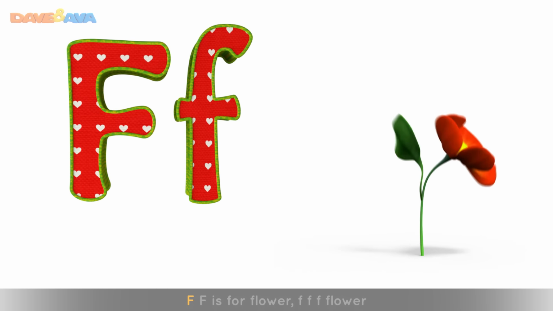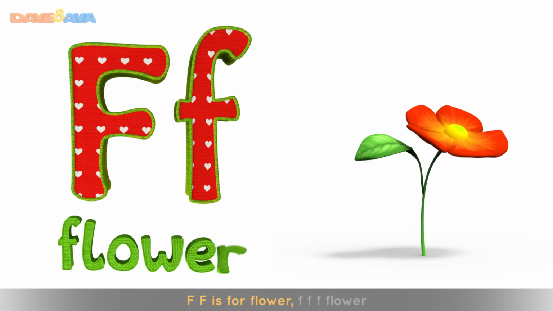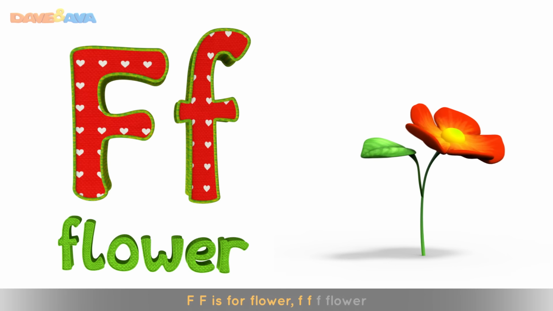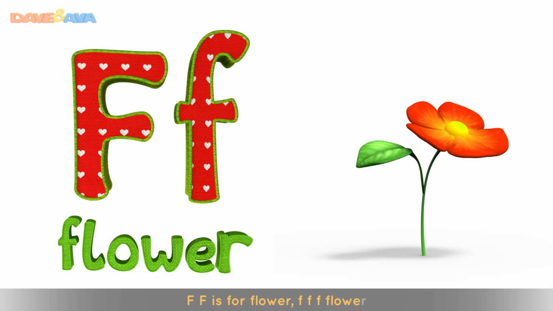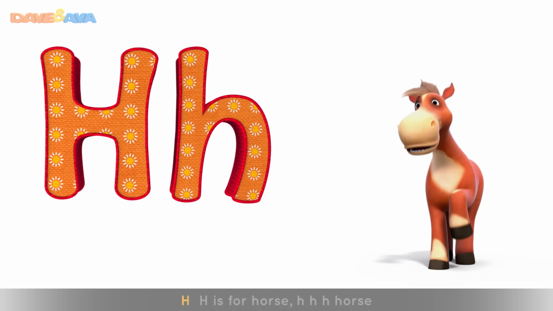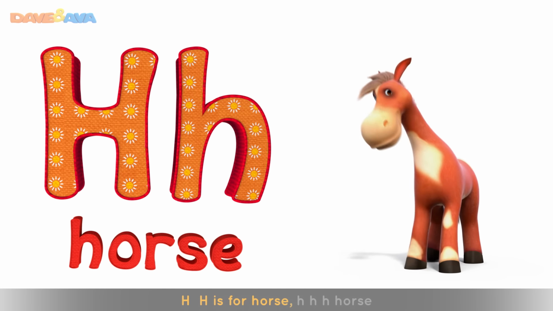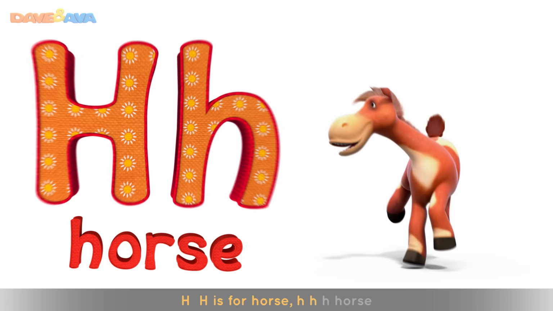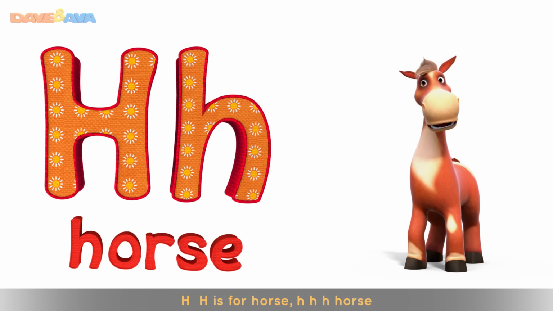F. F is for flower. F, F, F, flower. G. G is for grass. G, G, G, grass. H. H is for horse. H, H, H, horse.